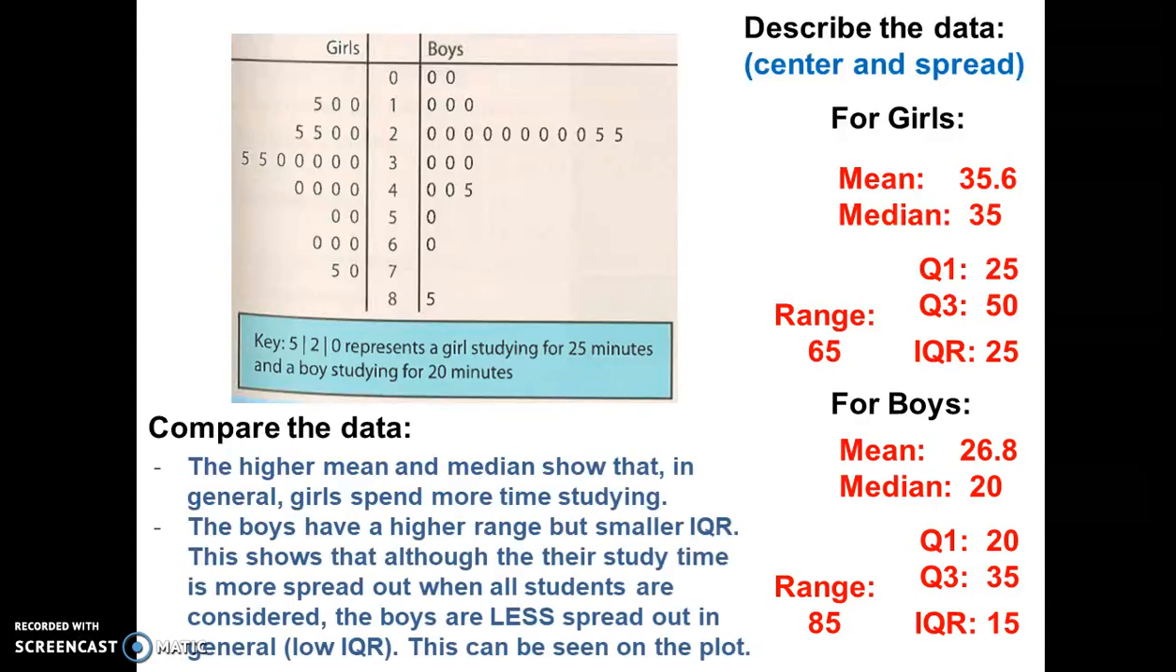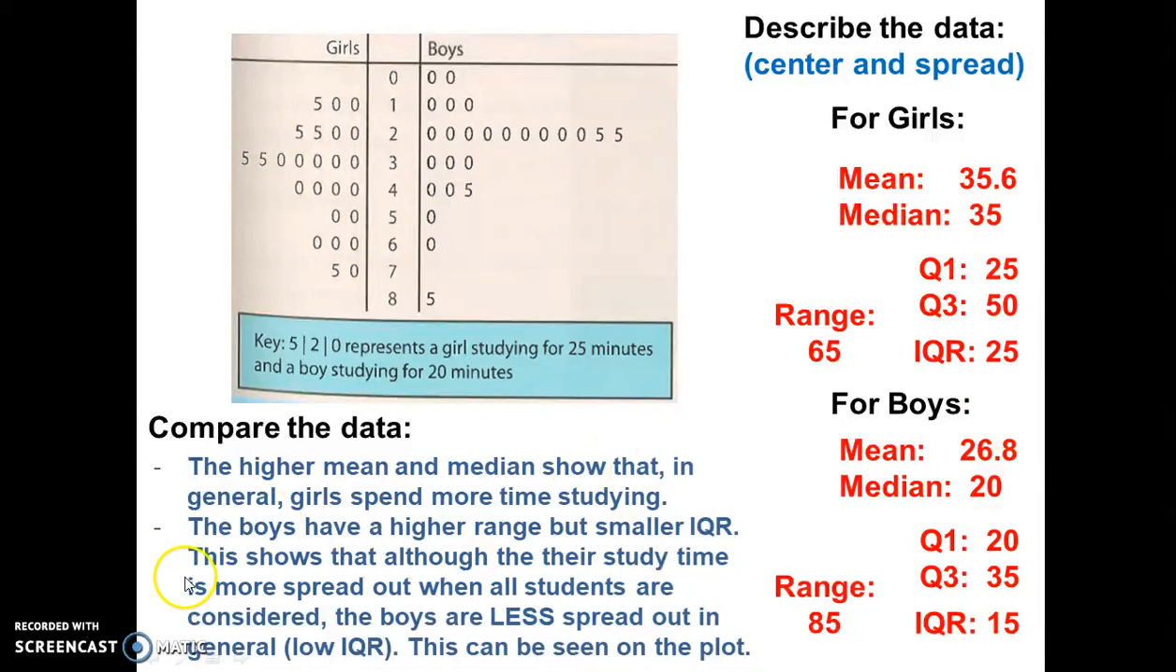All right, so let's take a look. There's two things you can conclude here. One is looking at the mean. Both the mean and median are higher for the girls. That shows that in general girls spend more time studying. So that's the answer to that question: the girls spend more time studying, and the mean and median back that up. You can see it on here as well. We made that conclusion in the beginning just by looking, but now the numbers back it up.